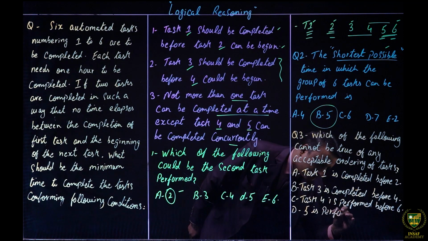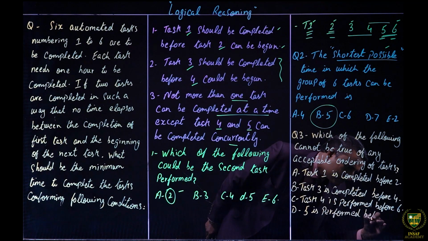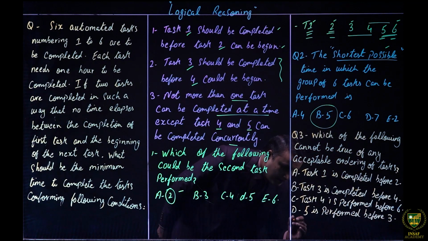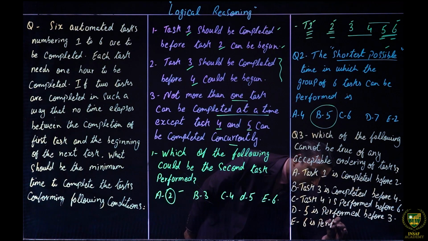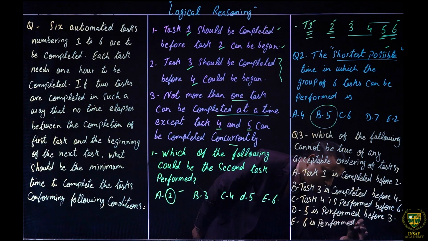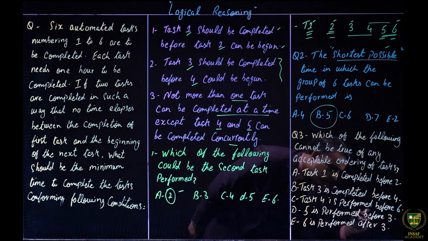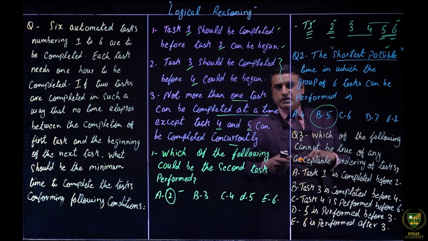Five is performed before 3, and Eta: six is performed after 3. Now here we need to see the basic conditions.